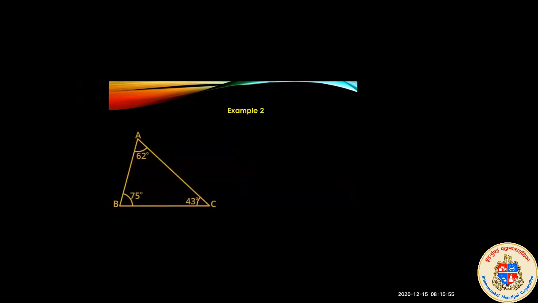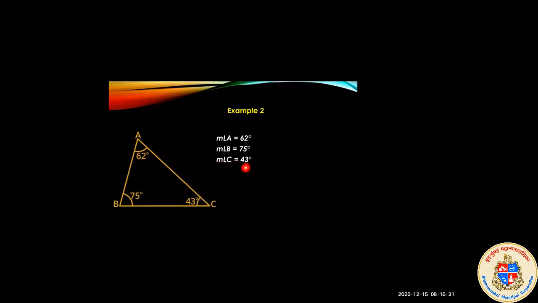Now example 2, there is a triangle ABC. Now the measurements of the triangle are given. Now we have to find out which triangle it is. So first, in the solution, we have to note down the measurements. Measure of angle A is equal to 62 degree. Measure of angle B is equal to 75 degree. Measure of angle C is equal to 43 degree.